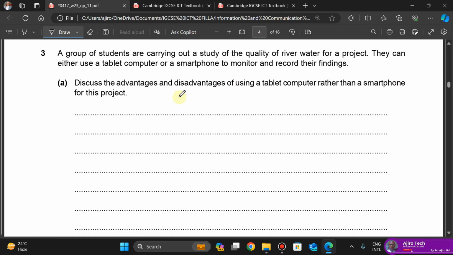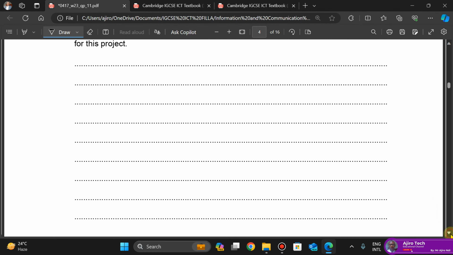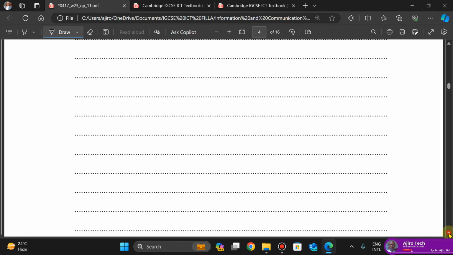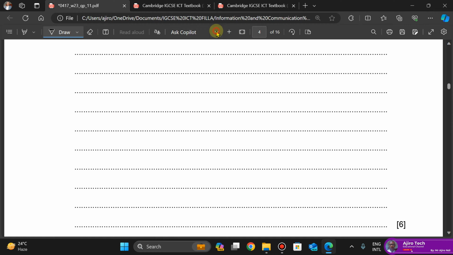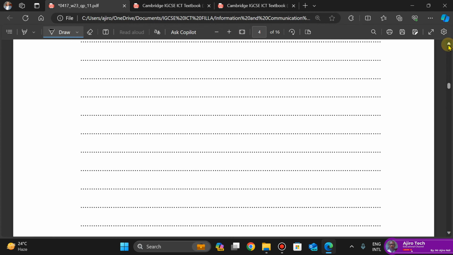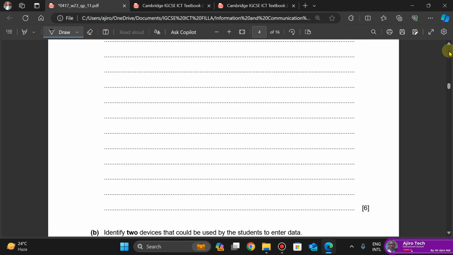This is chapter 1, types and components of the computer system. Under it, we look at what? Types of what? Mobile computers. We have 4 types of mobile computers. We have laptops, tablets, smartphones, and phablets. So let's look at how many marks this is. It's 6 marks. Let me reduce this so I can write everything here. Using a tablet rather than what? A smartphone.